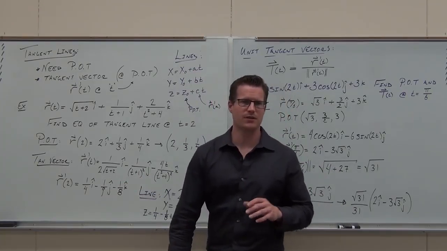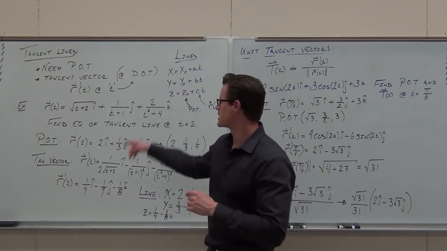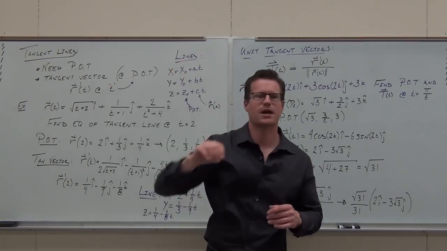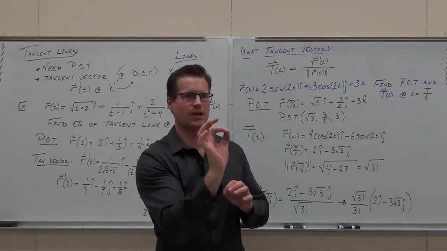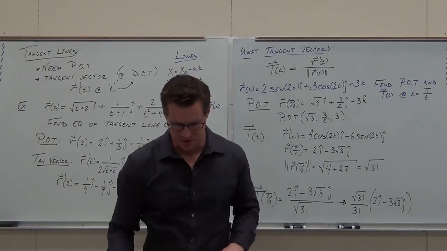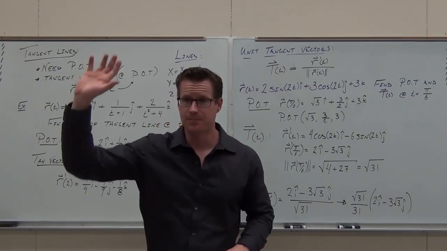That's pretty awesome. We just found the one line in the world that's going to intersect this curve going through space at that exact point and have the exact same instantaneous velocity at that point. Pretty awesome. Should everyone feel okay with it?